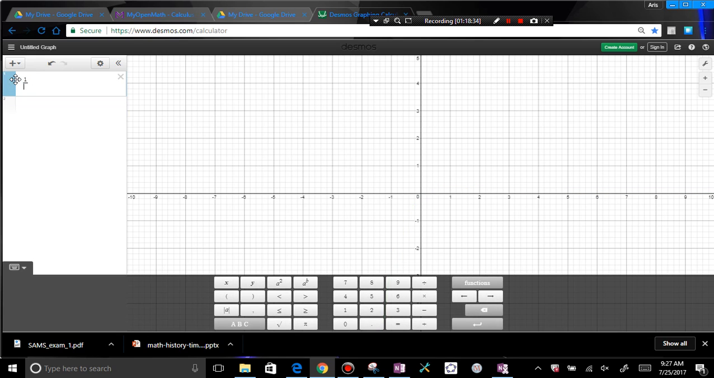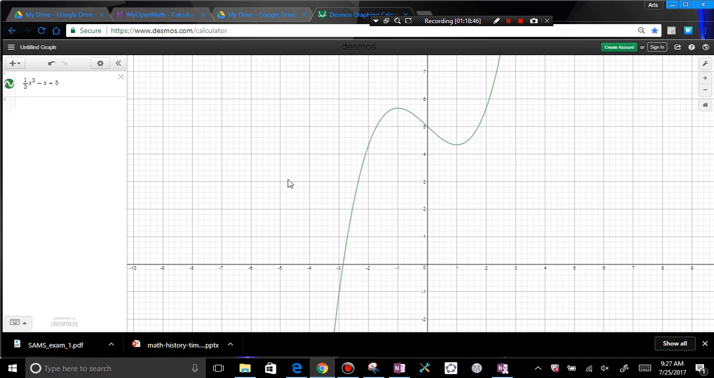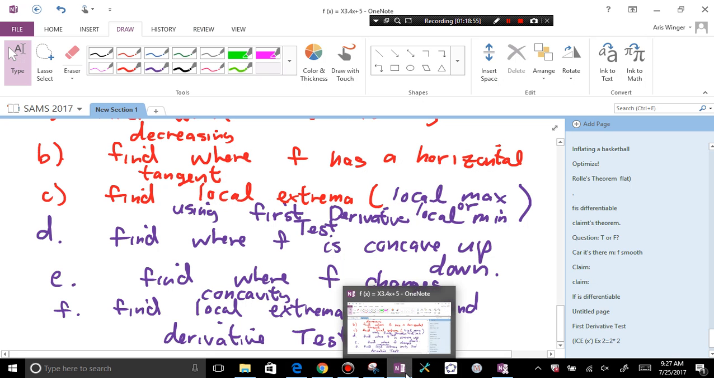Absolutely. 1/3 x cubed minus x plus 5. Looking for those places, and all the intervals and all that stuff, right? We're going back here.